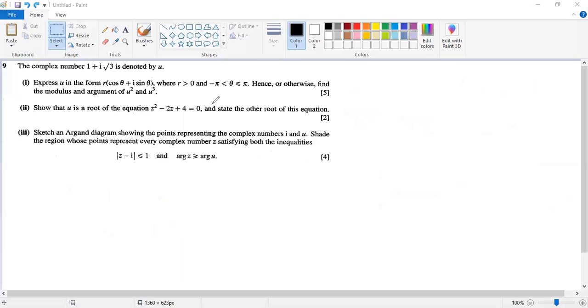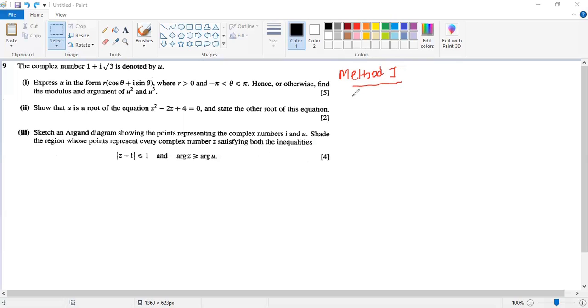Okay, let's go for part 2. Show that u is a root of this equation. So how do we show that? There are 2 ways actually. I'm going to show method 1 and 2 so that we get a bit of flavor on it. The most natural method is to think algebraically. Method 1, a little bit algebraically.